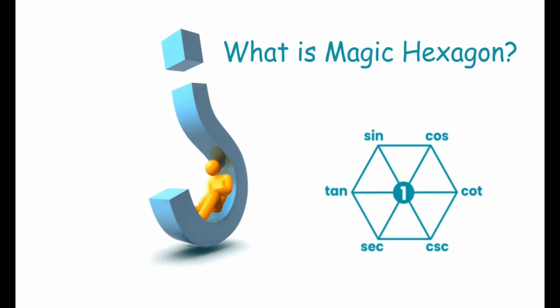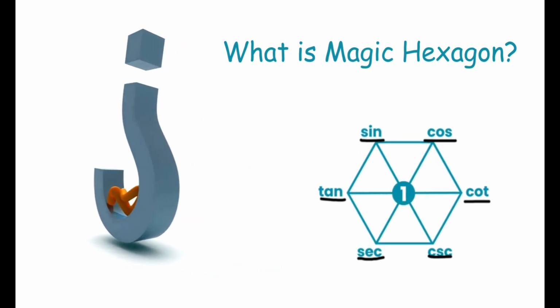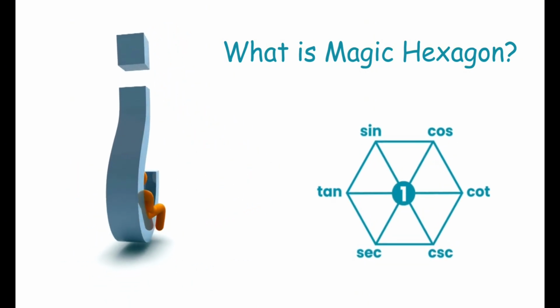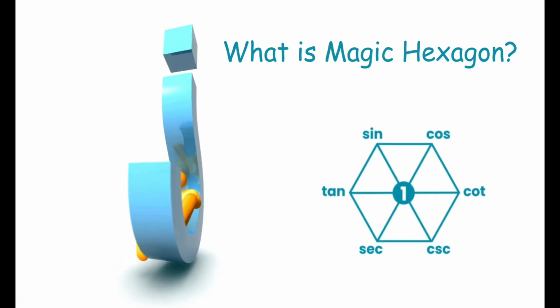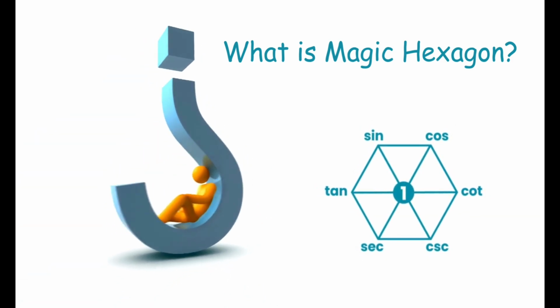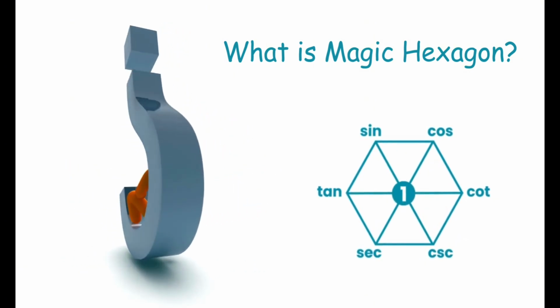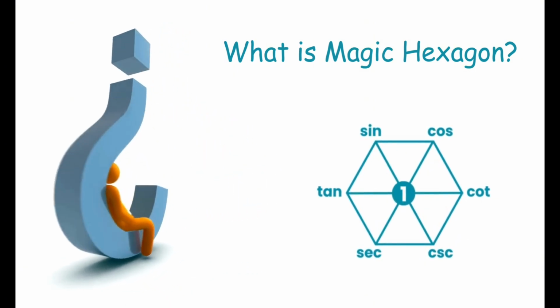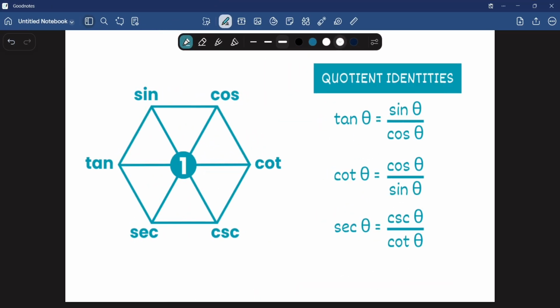The Magic Hexagon is a visual tool that shows the relationship among the 6 trigonometric functions. As we can see in the diagram, the functions are arranged around the hexagon with the number 1 at the center. This hexagon helps us visualize how trigonometric functions are connected and makes it easier to recall identities when solving problems. Now let's start testing the Magic Hexagon with the quotient identities.